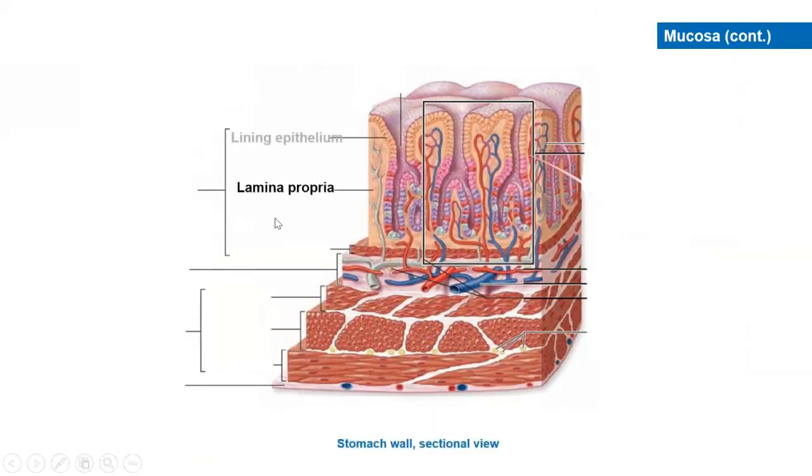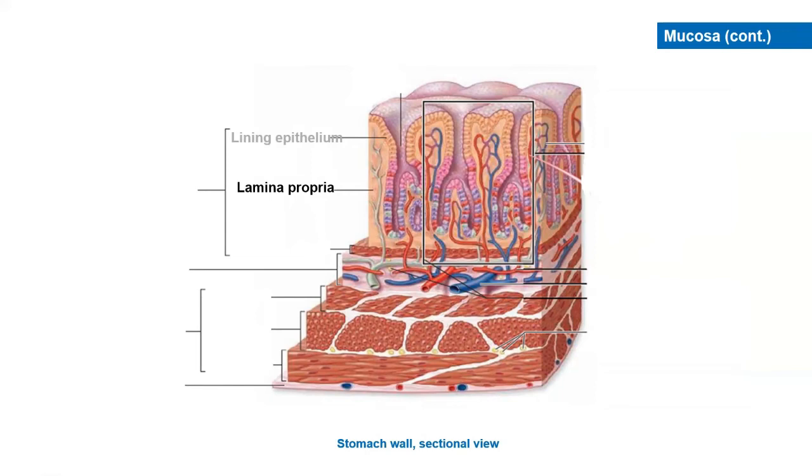We already discussed the lining epithelium. Now the lamina propria. Just under the lining epithelium, this portion is known as the lamina propria. This is the lamina propria. This region is lamina propria. And lamina propria is formed mainly by the loose connective tissue.